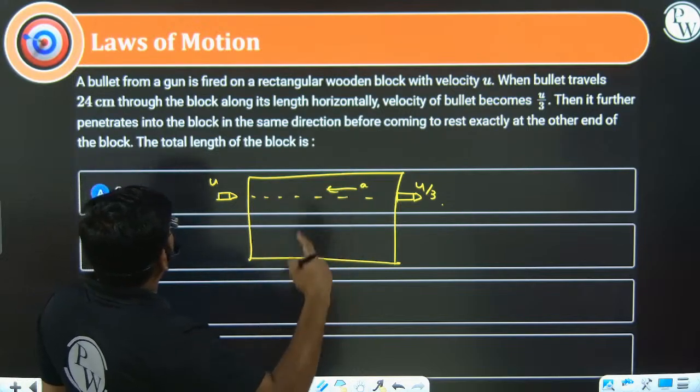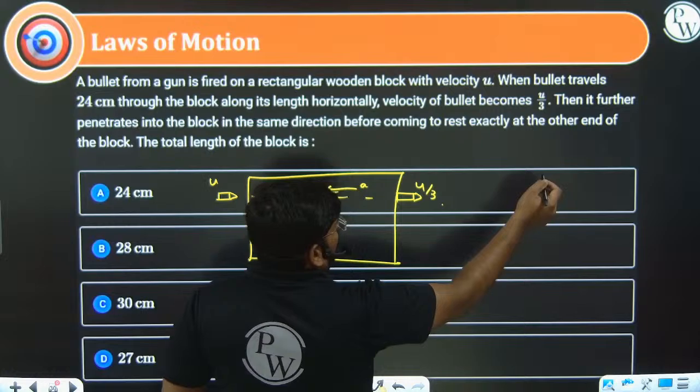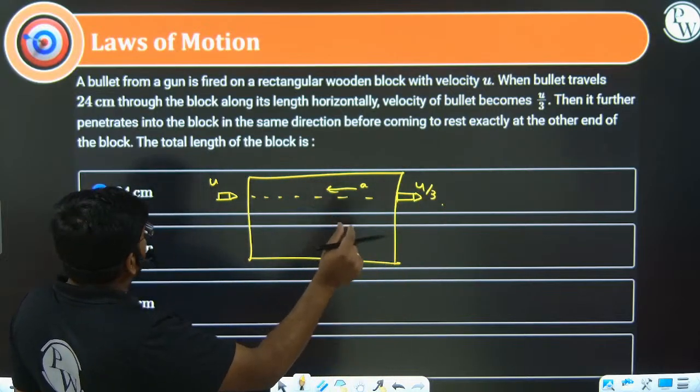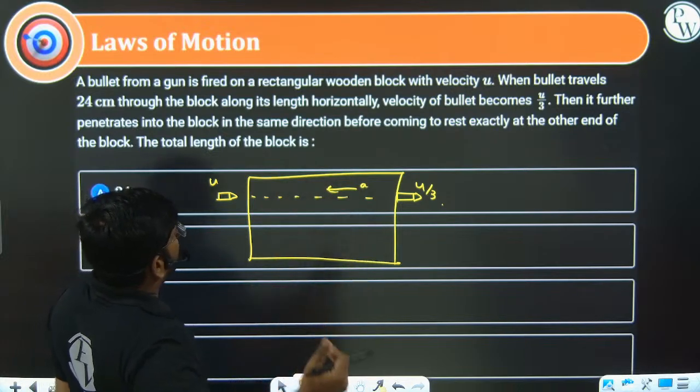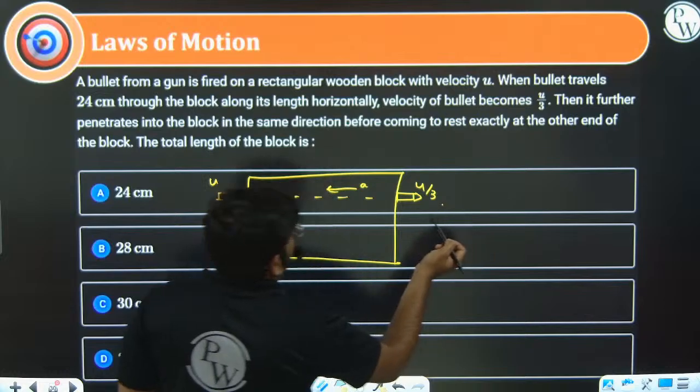Now further it penetrates into the block and comes to rest. And they're asking, if it comes to rest exactly at the other end of the block, then what is the total length of the block? They're asking to find the total length of the block here.